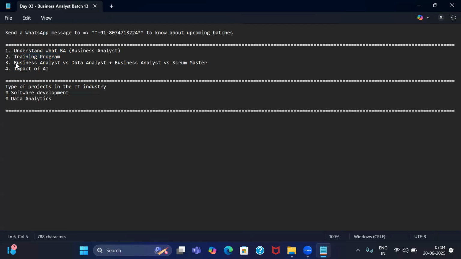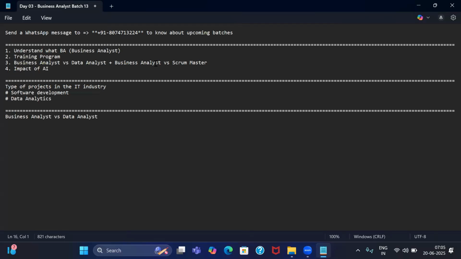Now, these are some of the commonly asked questions by the students. So, one is what's the difference between a BA and a DA? Are both the same, or are these two different things? And then the second one is, business analyst is a non-coding role. Similarly, a Scrum Master as well is a non-coding role. So, which one should I opt for? And then how is AI shaping up the work that I'll do as a BA? So we will first start with the difference between business analyst and data analyst.